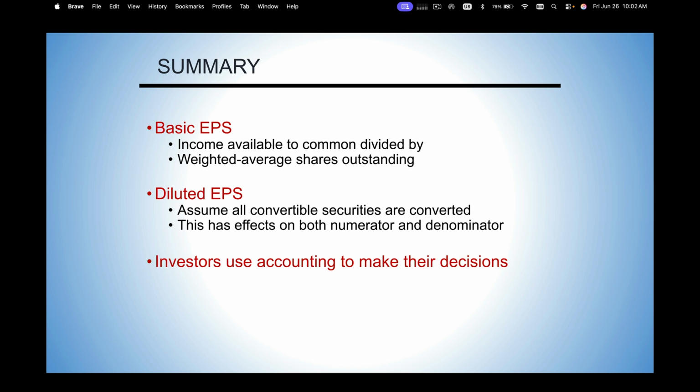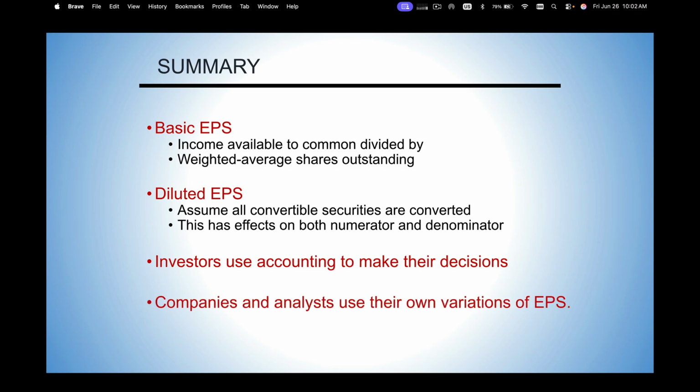Investors use accounting to make their decisions. We saw that in the stock price chart just a moment ago. And companies and analysts use their own variations of earnings per share. So when you hear analysts discussing and writing reports about earnings per share or forecasted earnings per share for a company like Micron, they will be focused on the non-GAAP earnings per share that Micron uses. There you have earnings per share.